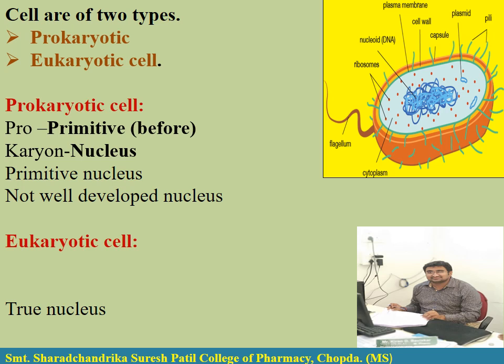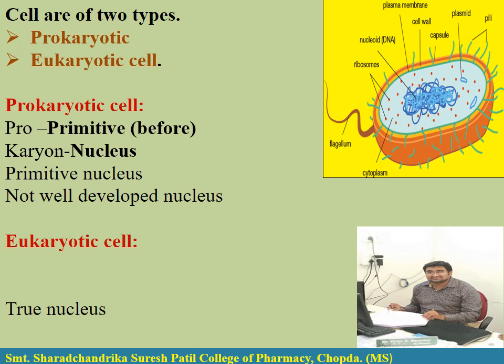Those organisms in which the cell contains a primitive nucleus are called prokaryotes, and the cell is known as a prokaryotic type of cell. In that case, the genetic material is not bounded by a nuclear membrane, and it is known as a nucleoid, not a nucleus. It is present in the cytoplasm of the cell. You can see in the right corner of the video that the nucleoid in a prokaryotic cell is directly present in the cytoplasm.